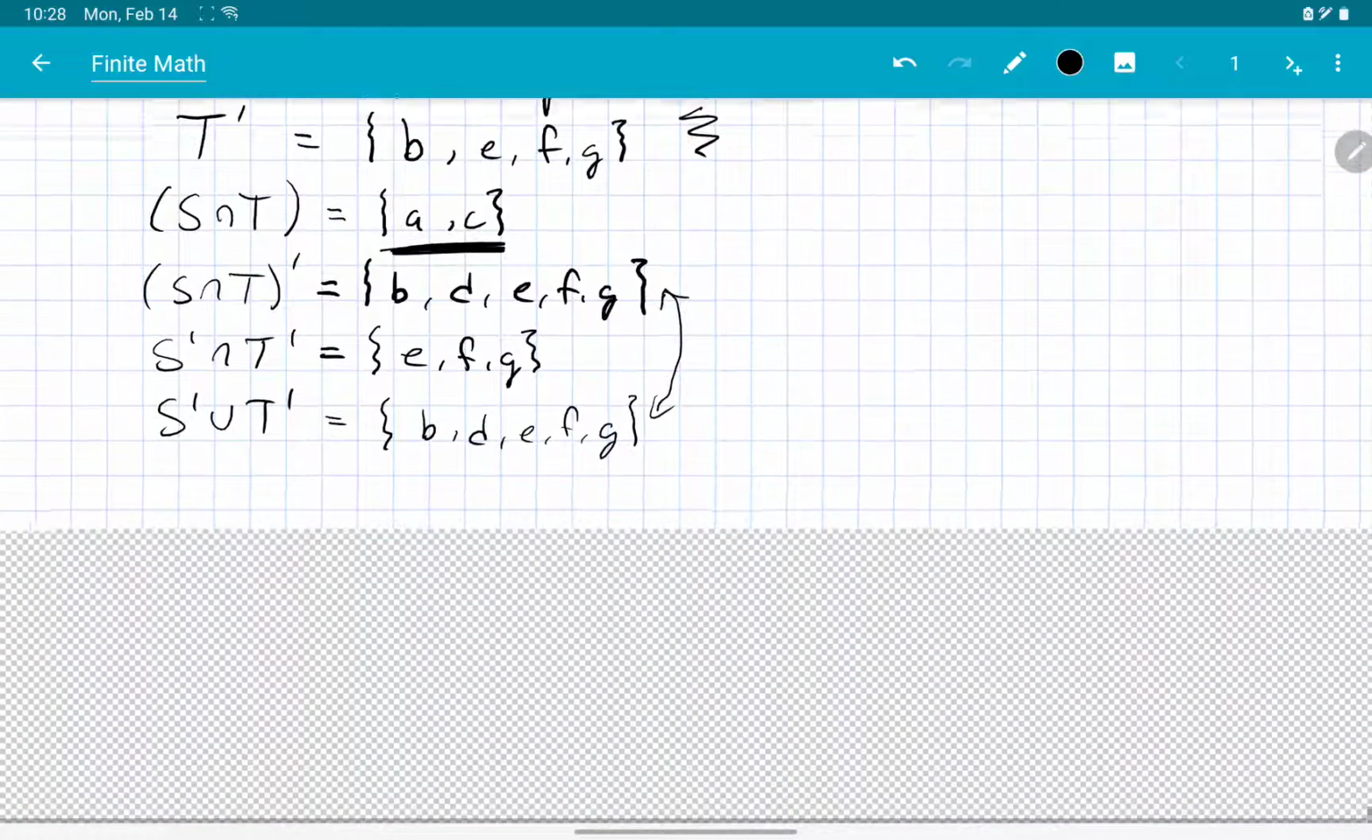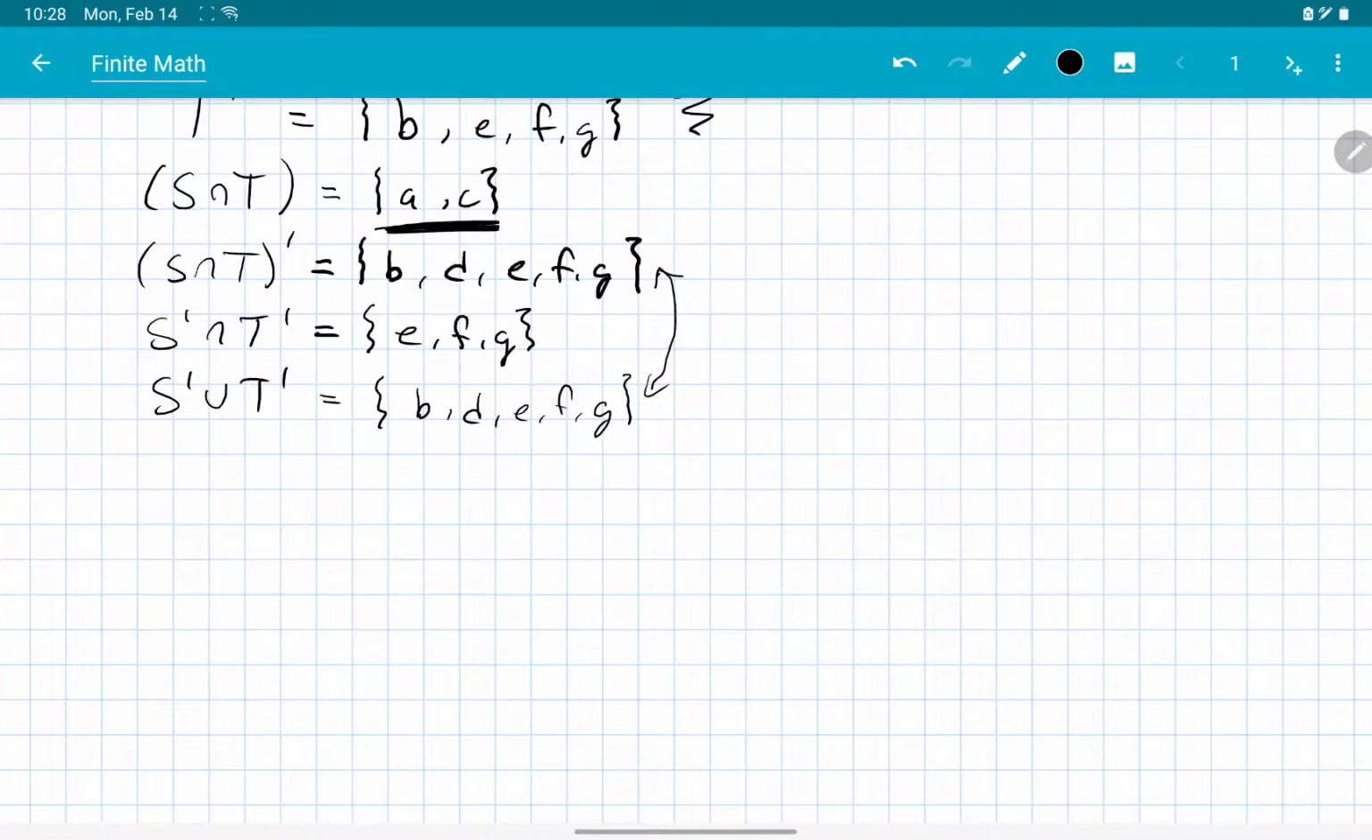Questions about this problem? Let me get it up high here so you can see that. Yeah. Any questions about this one we just did?